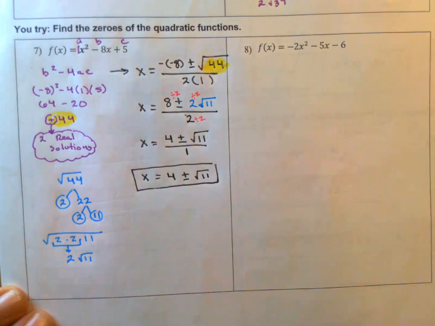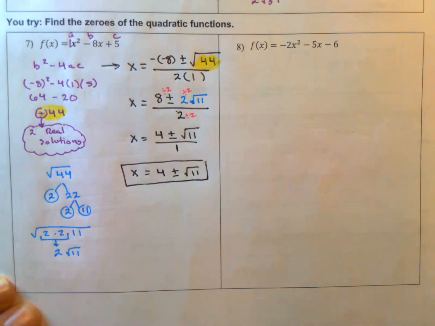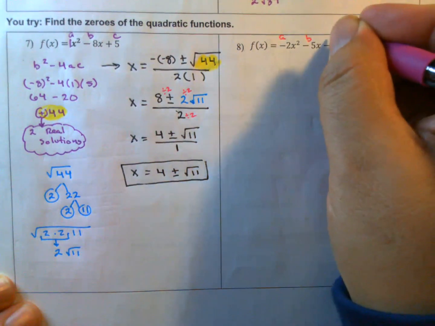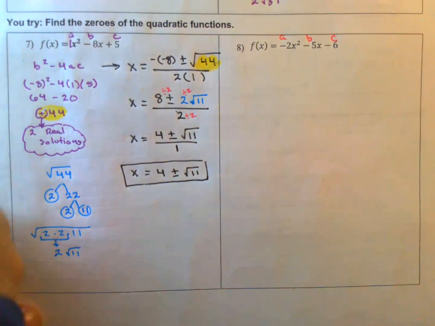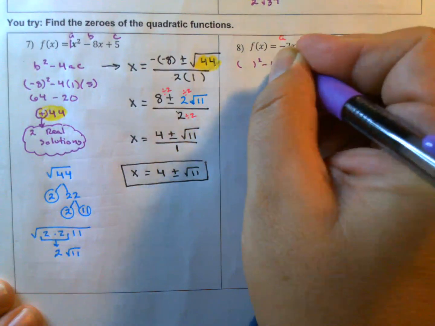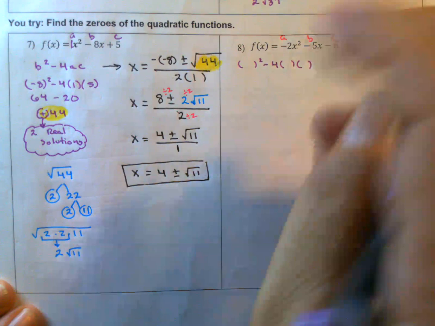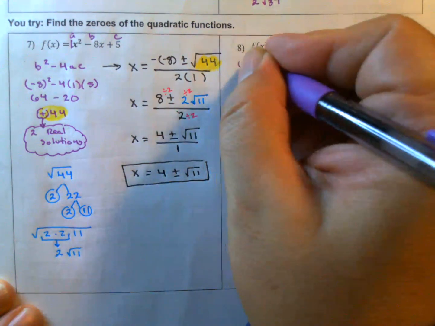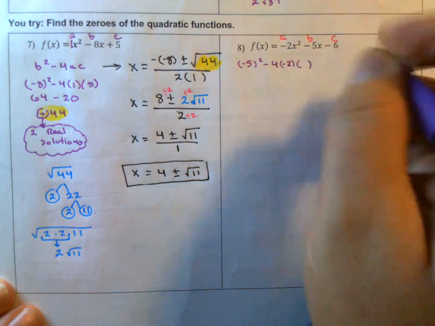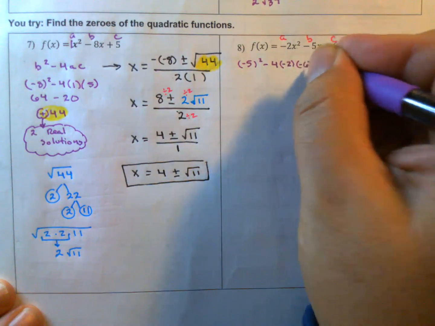All right, so if you need to make any changes or fix anything, please do so. And then let's check your answer for number 8. Here's our A value. Here's our B value. Here's our C value. All right, here we go. It's time for the discriminant. Something squared minus 4 times something something. Our first value is the B, so there's our -5. There's our A, -2. And our C is -6.